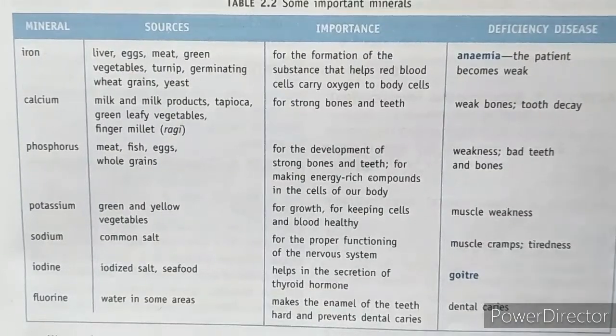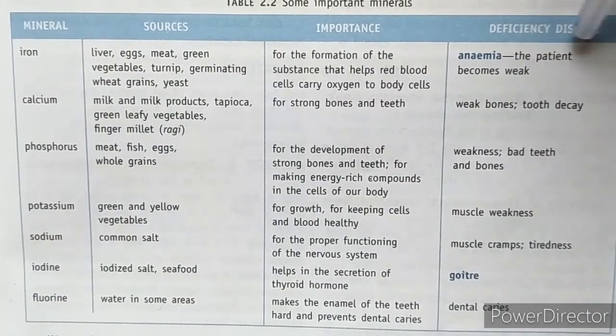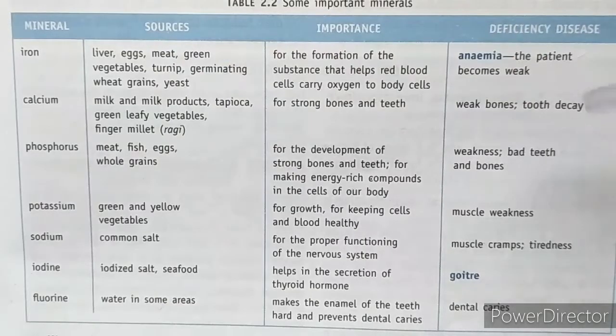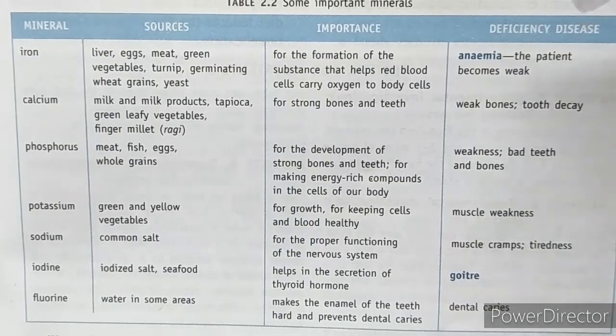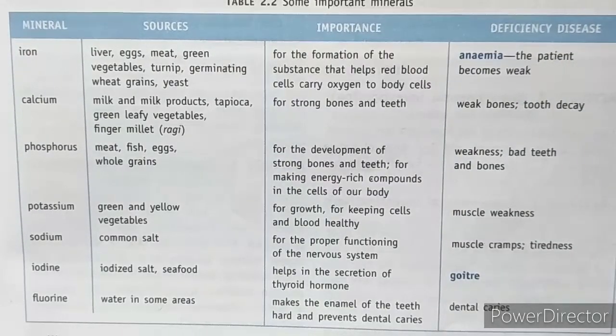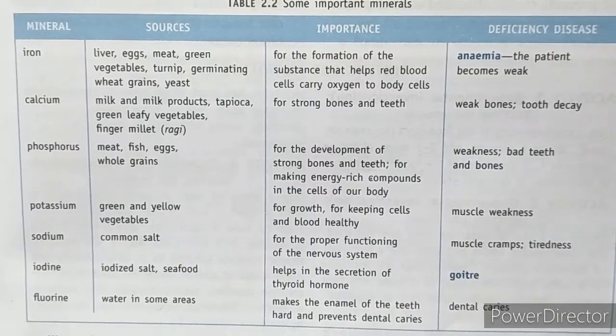Clear? And the deficiency caused by iron causes a deficiency disease, that is anemia. So what happens in anemia? In anemia, a person's red blood cells decrease and the hemoglobin also.